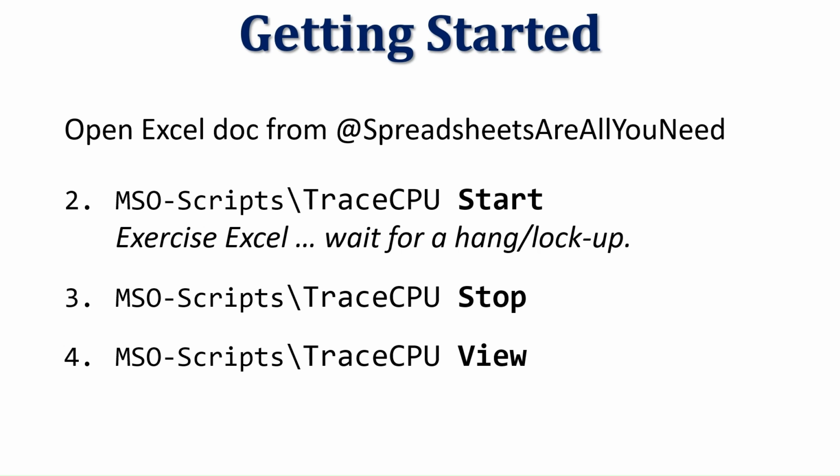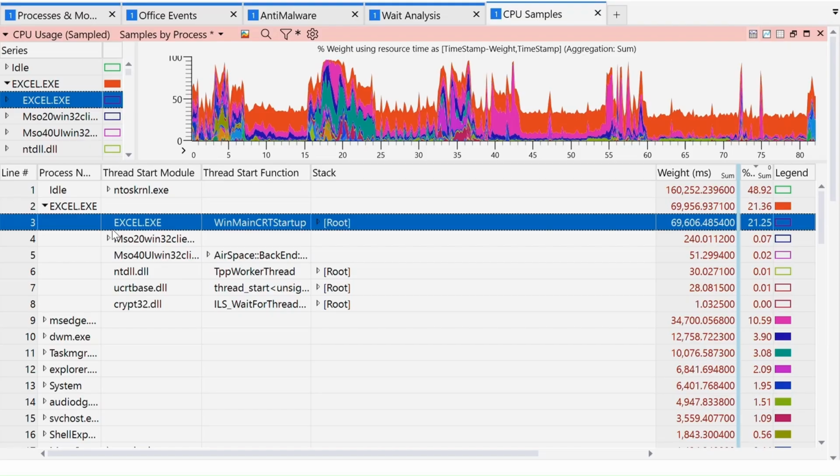So we've downloaded the MSO-Scripts toolset, and we've loaded the Spreadsheets Are All You Need document into Excel. We capture the trace with start and stop, then give the view command, and WPA, the Windows Performance Analyzer, opens. Here in this view of CPU samples, we see that Excel, here the orange band, consumes nearly 70 seconds of CPU time in this 80-second trace. We've got a list of thread procs of running threads, and the active one is the main thread, whose thread proc is winMainCRT startup.